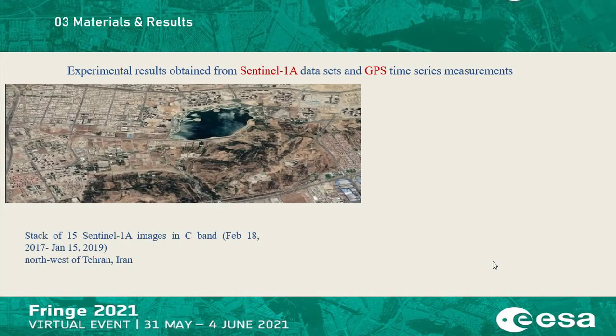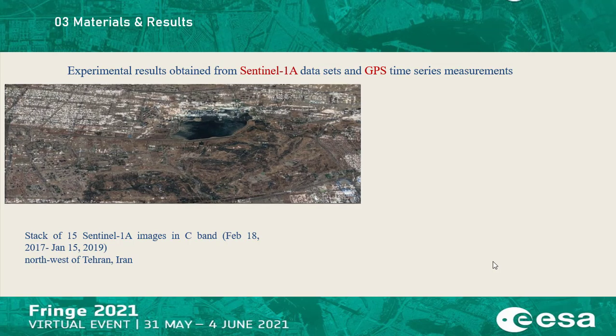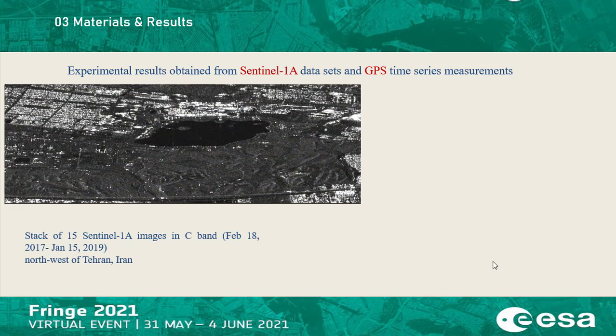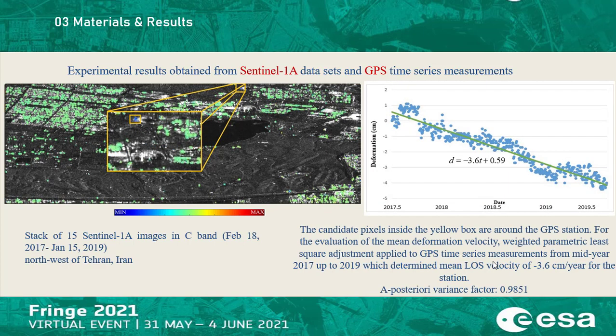In this slide, we can see some experimental results obtained by using a stack of 15 Sentinel-1A images in C-band over northwest of Tehran, Iran, and the processing is limited to just permanent scatterers. Here we have the estimated residual height and the estimated mean velocity of deformation, and both the presented maps in this slide are obtained from NLSR estimation of the covariance matrix. The candidate pixels inside the yellow box in the zoom area are around the GPS station.